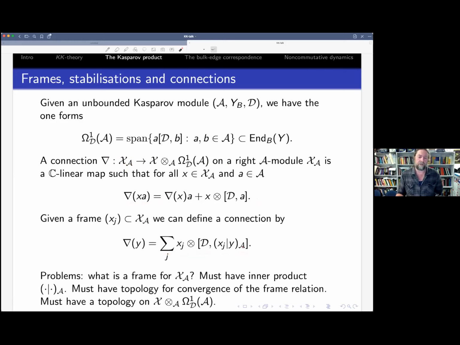So I've started raising problems. What's a frame for this curly X? So certainly you've got to have these inner products lying in curly A so that you can take commutators with D. You've got to have some sort of convergence so that the frame relation makes sense, and you must have a topology on this product so that convergence makes sense in this expression as well. And this is where you're really using a lot of Haagerup tensor product.